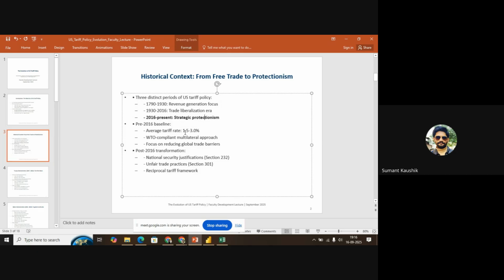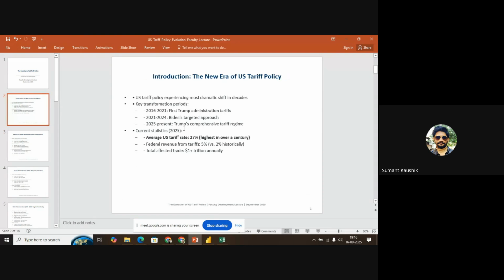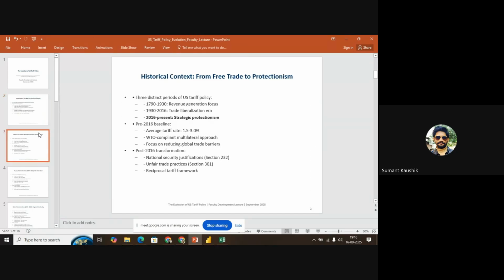Till 2016, the average tariff rate was about 1.5 to 3%. So you can just compare now. The average rate of tariff in the US was 1.5 to 3%. And what rate have we seen now? 27%. So you can see how many times there is a rise. It was 1.5 to 3% at max before 2016. And now it is 27%. So it is 9 times more than what it was. So the tariff rate the US is imposing right now is 9 times. That is 9 multiplied by 9.